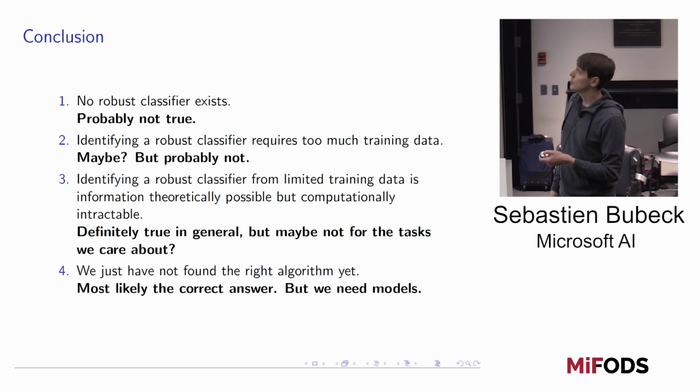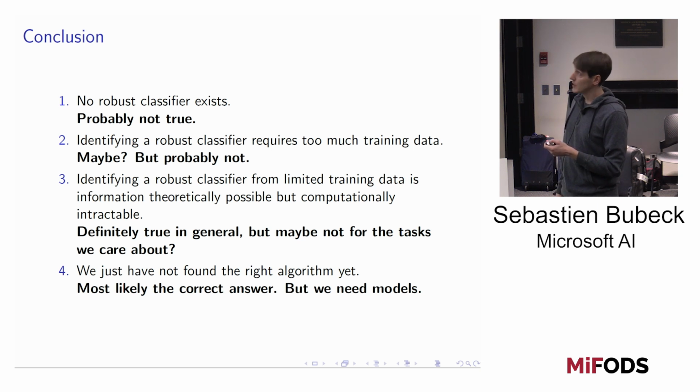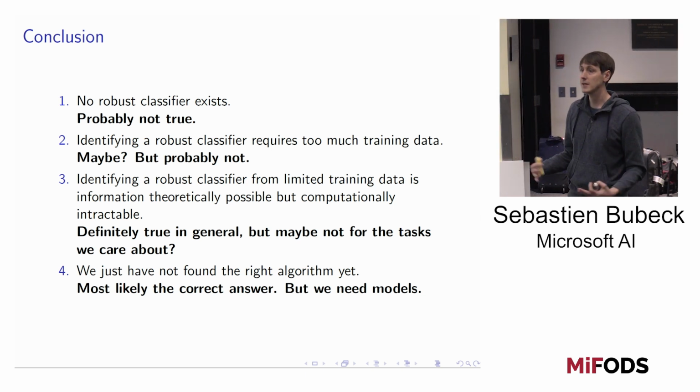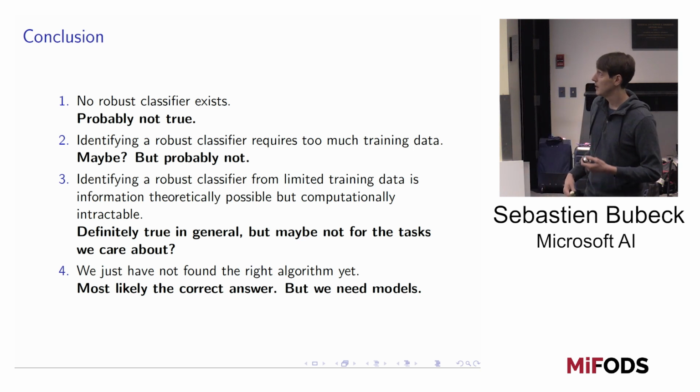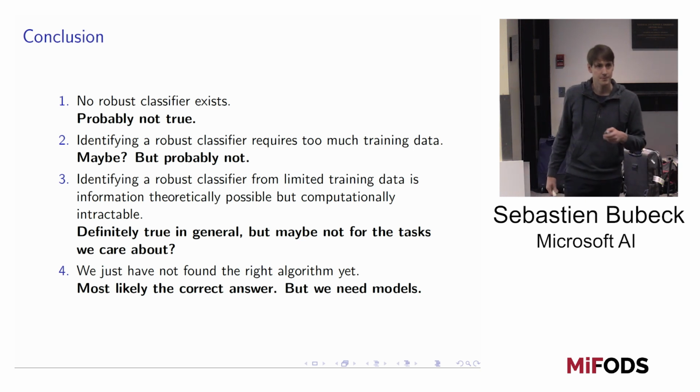And then number 4, we just have not found the right algorithm yet. I think this is the right answer, but we need models. So 3 and 4 are tied together. Right? What this research tells us is that you need to make more assumptions about the distributions that we're facing, and then once you have the right assumption, maybe you can develop better algorithms. Okay, that's all I have. Thanks.